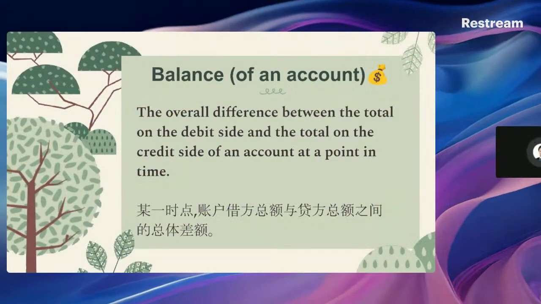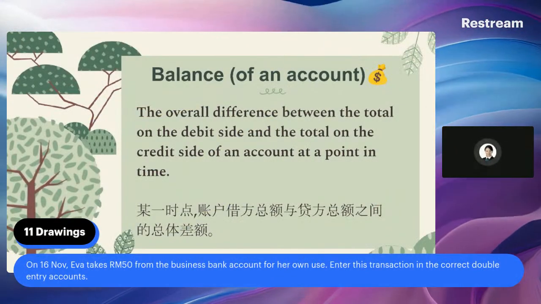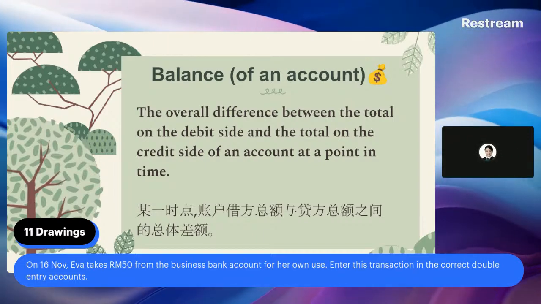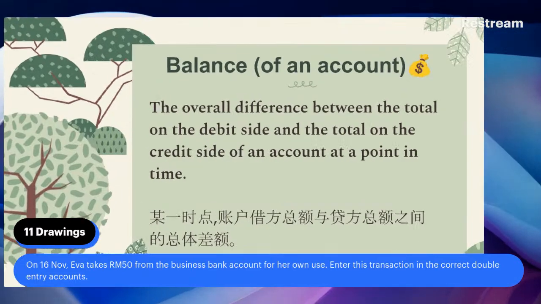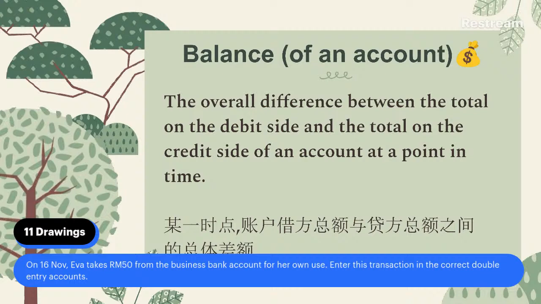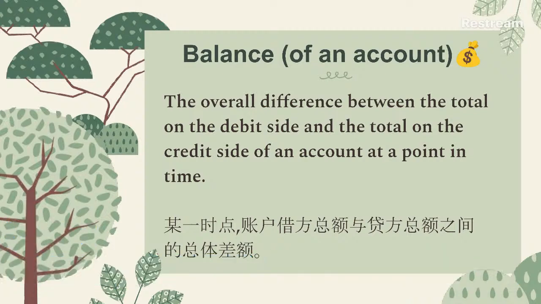All right, now let's go back and see what we need to do next. The next thing that we want to look into is the balance of the account. Let's have a look at the definition. Balance of an account: the overall difference between the total on the debit side and the total of the credit side of an account at a point in time. At a point in time means that it's no fixed time. It can be any point in time.